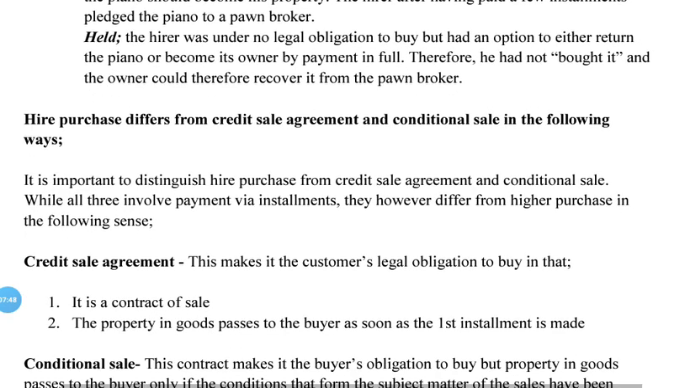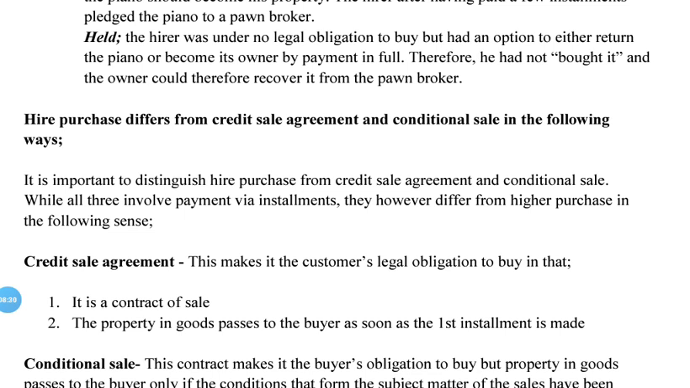So, hire purchase differs from credit sales agreement and conditional sales in the following ways. It is important to distinguish the hire purchase from credit sales agreement and conditional sales. Remember, we have said that the hire purchase contract requires that the buyer pays a deposit, and later pays equal monthly installments until he clears the hire purchase price of the item. And that is the time the ownership passes from the seller to the buyer.